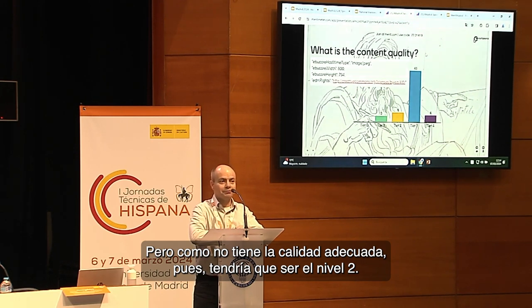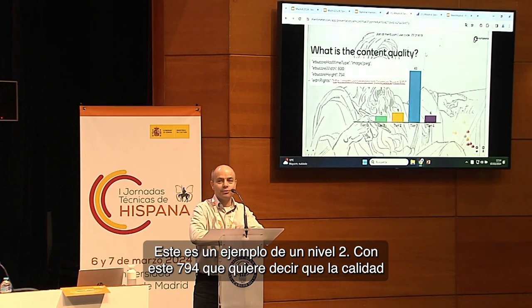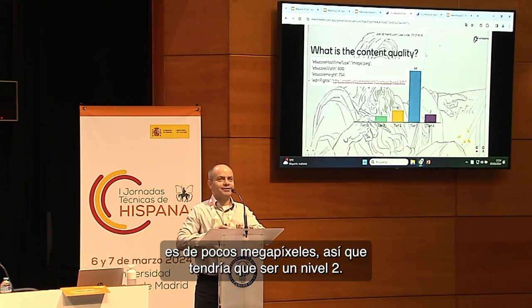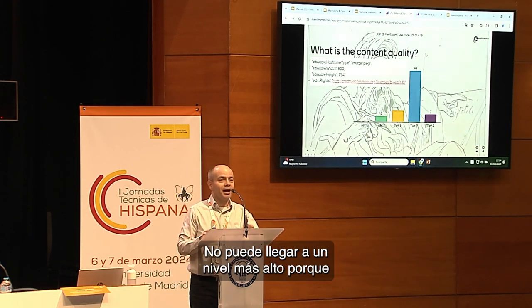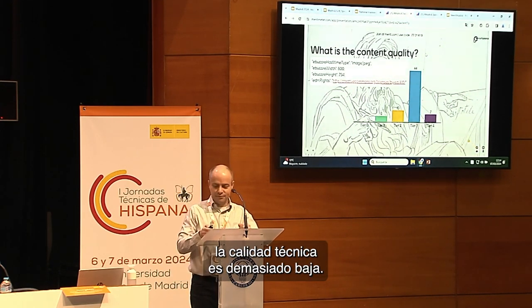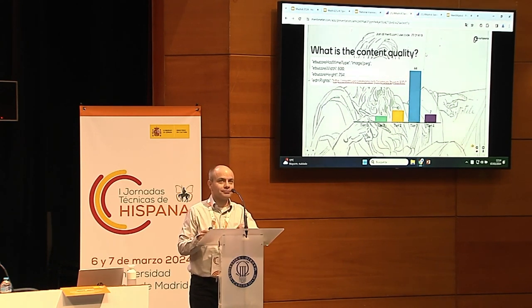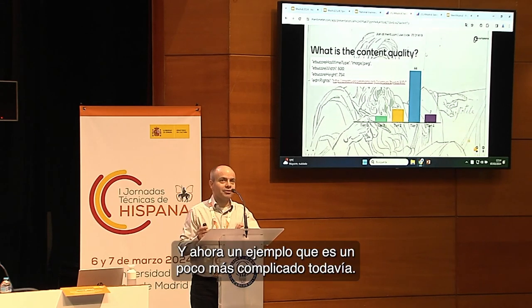This is a typical example of a tier two item, 800 by 794, I think, which is still below 0.95 megapixel. So this is a tier two item. It can't get into anything higher because the technical quality is too low. And now I have an even trickier example.